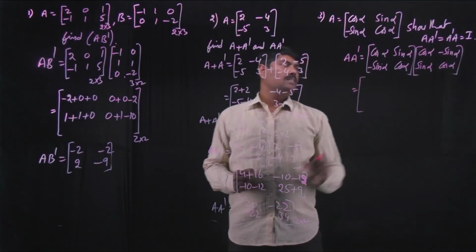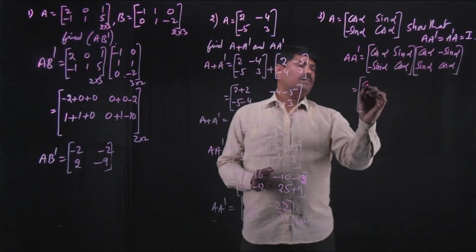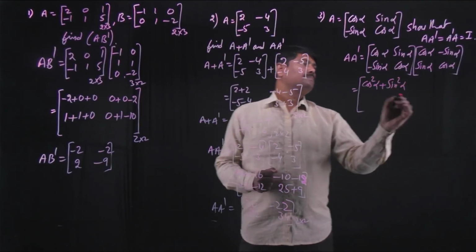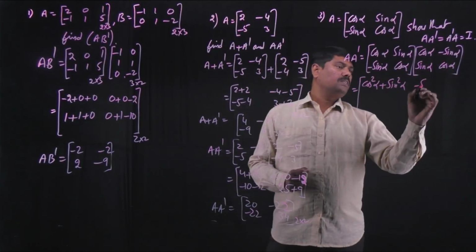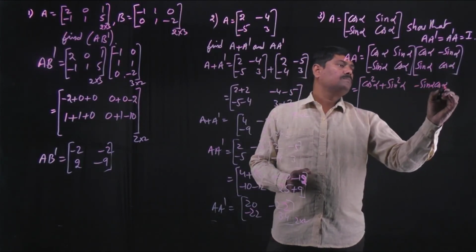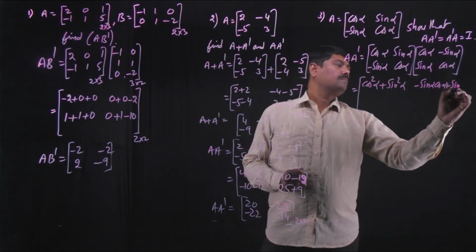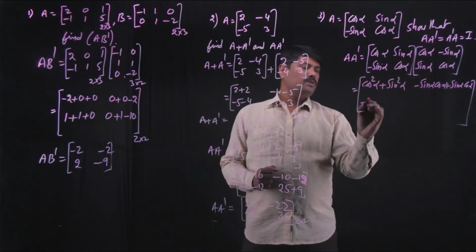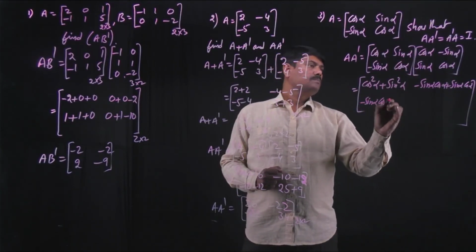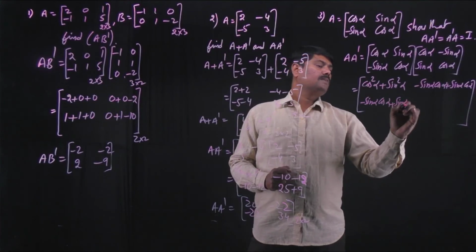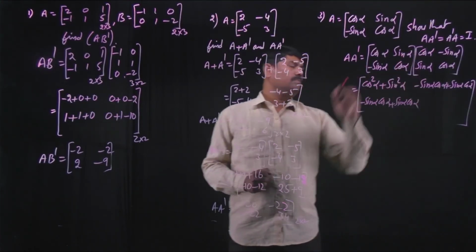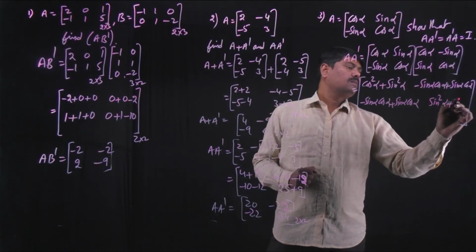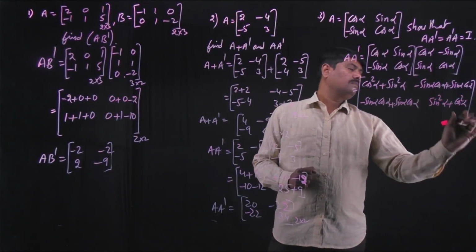So again you will get a 2 by 2 matrix: cos alpha into cos alpha, cos square alpha, sin alpha into sin alpha, sin square alpha. Cos alpha into minus sin alpha, that is minus sin alpha cos alpha, sin alpha into cos alpha. Second row with first column: minus sin alpha into cos alpha plus sin alpha into cos alpha. Minus sin alpha into minus sin alpha is sin square alpha, cos alpha into cos alpha is cos square alpha.